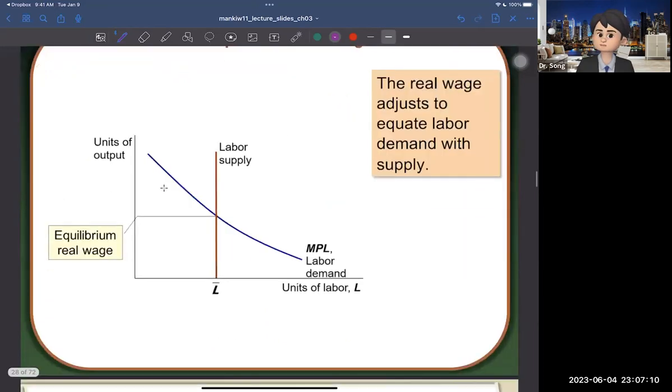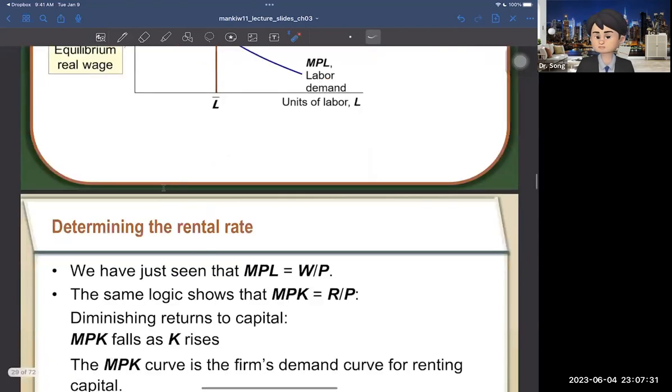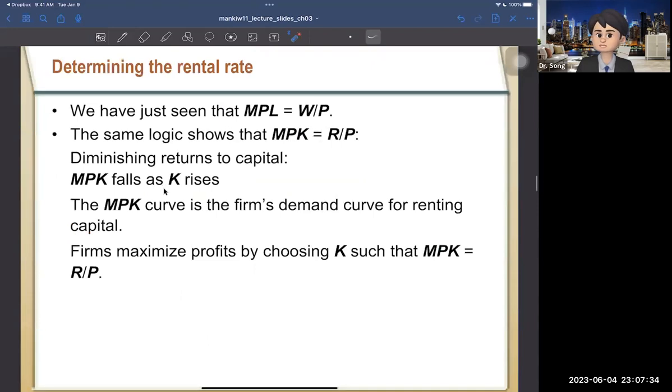So finally, now we know why we have a downward sloping labor demand curve, and why we have this vertical labor supply. And the reason was very simple, because we made an assumption to make it simple. So that's why the supply is vertical. And this one tells us the equilibrium real wage, okay? So here, we have just seen that MPL equals W over P. Again, the left-hand side, the MPL, is the benefit of hiring workers. And the right-hand side, W over P, is the cost of having workers, okay?